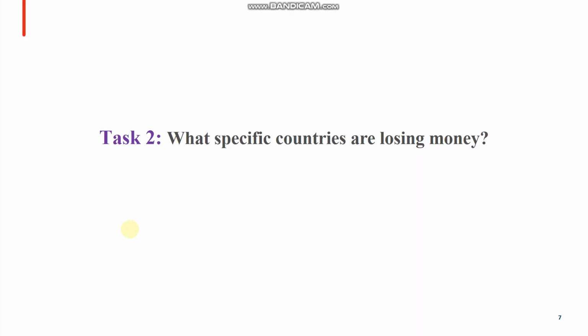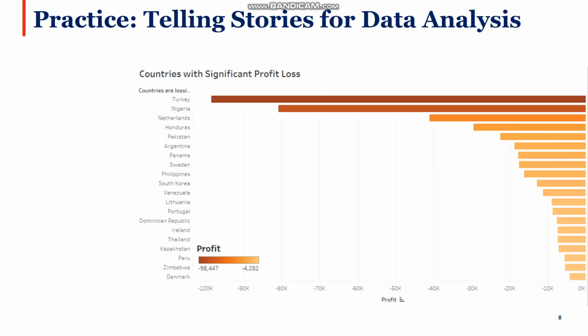The second task is to zoom in on those specific countries that are losing money. We may create a bar plot showing those countries with significant profit loss. So clearly countries like Turkey, Nigeria, Netherlands are suffering great loss.